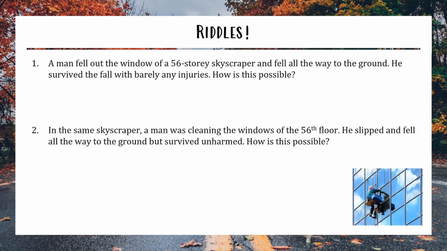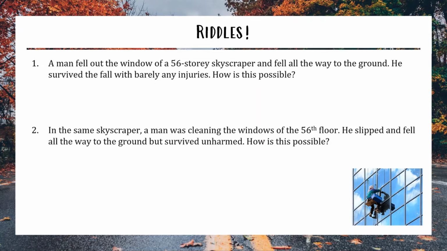Today we're starting off with a couple of riddles to help warm up your brains for the lesson today. The first one is: a man fell out of the window of a 56-story skyscraper and fell all the way to the ground. He survived the fall with barely any injuries. How is this possible? Second one, kind of similar.